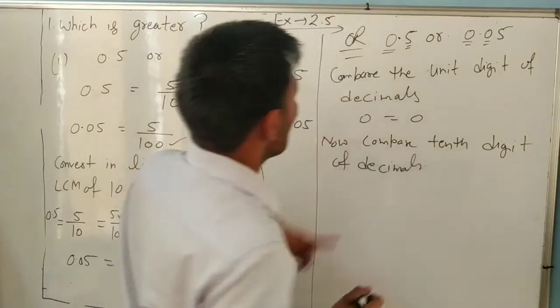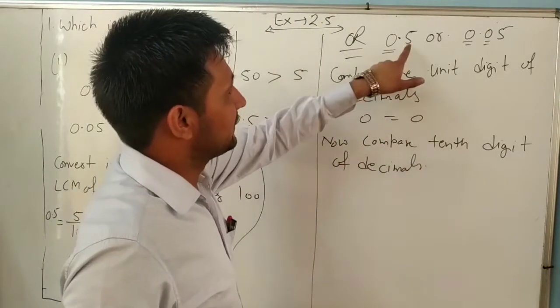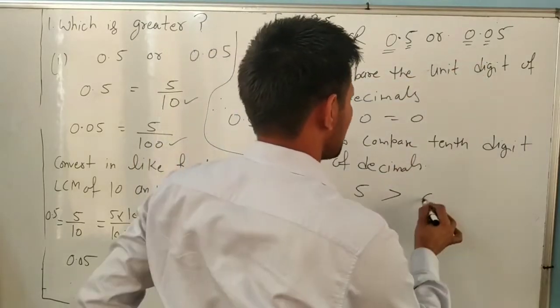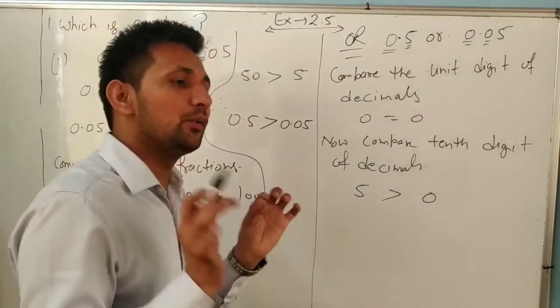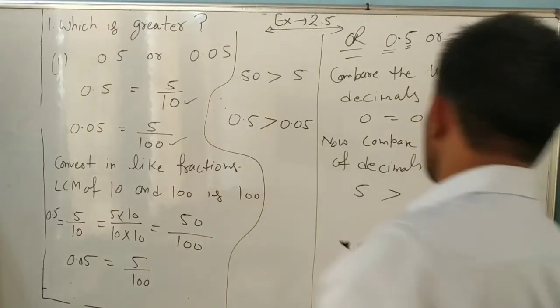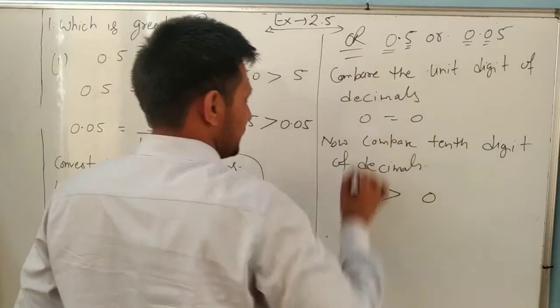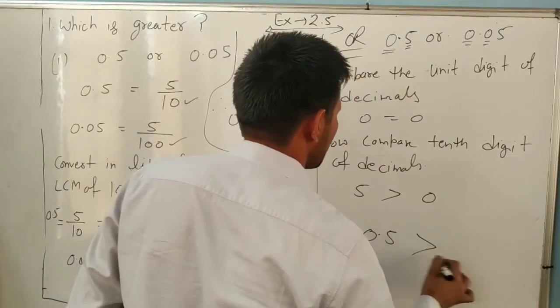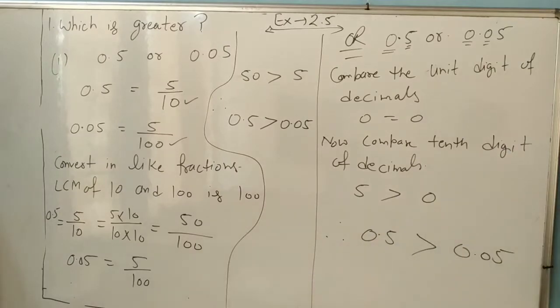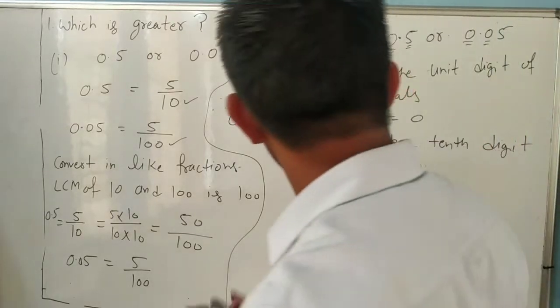Now tell me, what is the 10th digit of 0.5? 5, which is greater than 0, the 10th digit of 0.05. So 5 is greater than 0. If any digit is greater, you can write so. Therefore 0.5 is greater than 0.05. It is your answer. By any method you can solve it. Understand it?